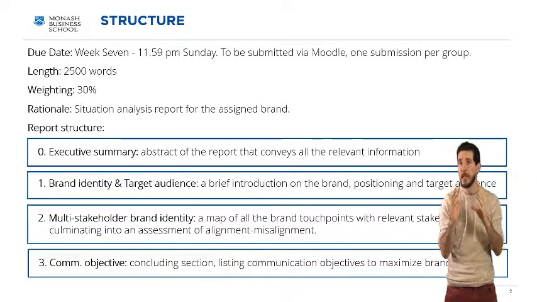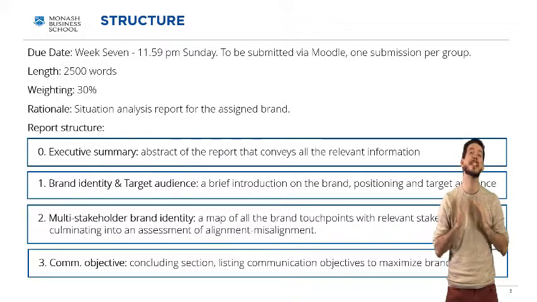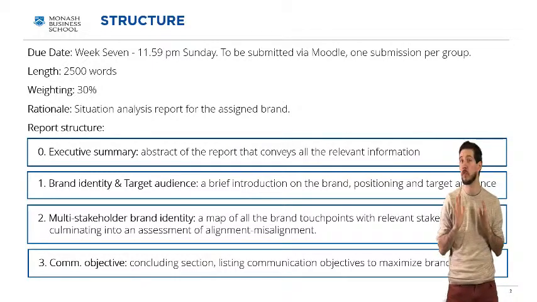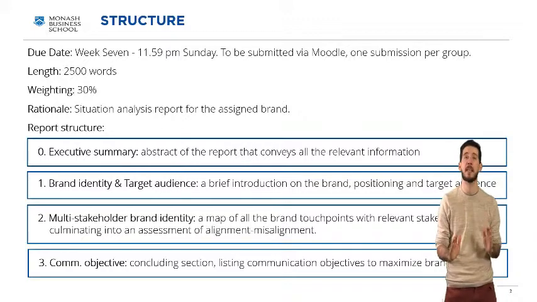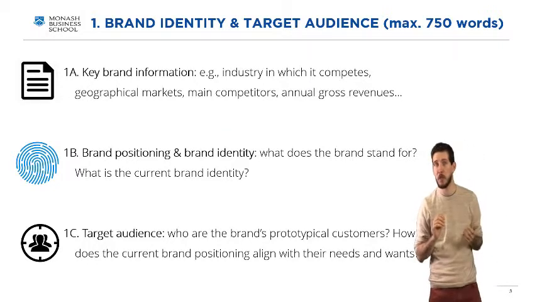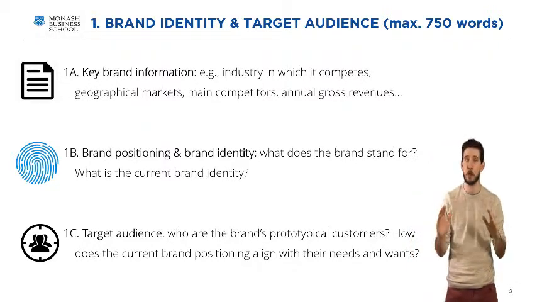Now, the first section, or section 0, more properly, is actually the executive summary. That's only an abstract, a brief summary, which I suggest you write at the end, that summarizes all the key information of the other 3 sections. Probably 200, 250 words maximum is what the executive summary should be. Now, what is the executive summary going to summarize? Of course, the 3 main sections of this report.